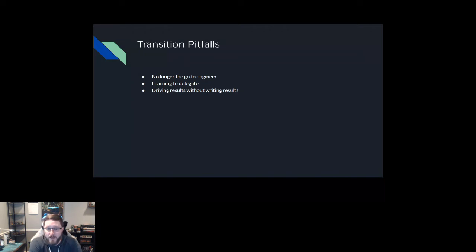If word got out that I was fixing mistakes behind the scenes, it really just wouldn't help me establish that trust as a good leader of my team, where I have that trust to delegate stuff out. And the other biggest thing is being able to derive results without writing the results.